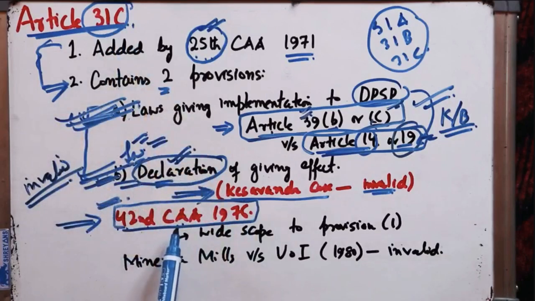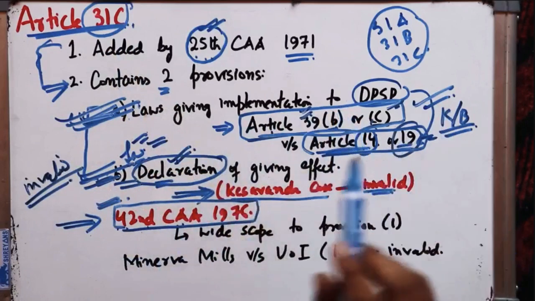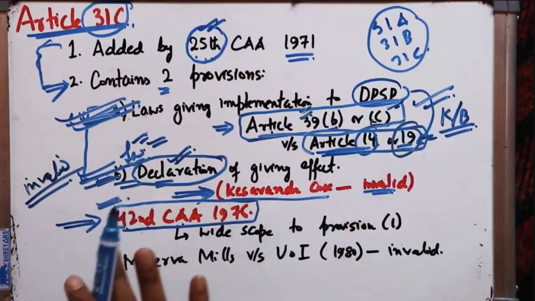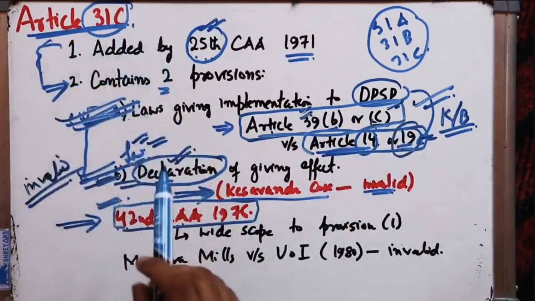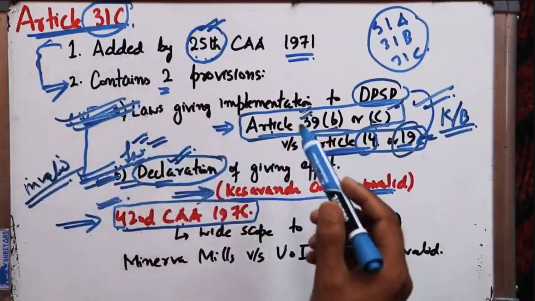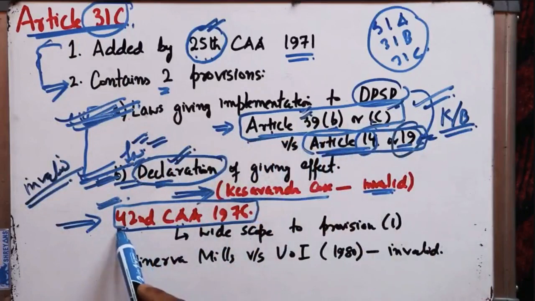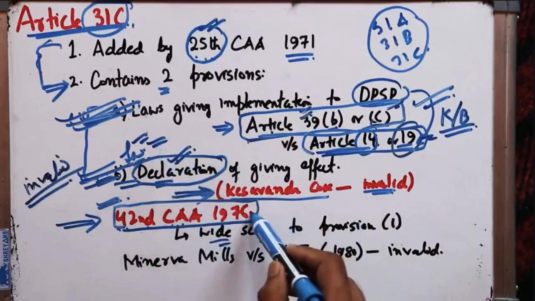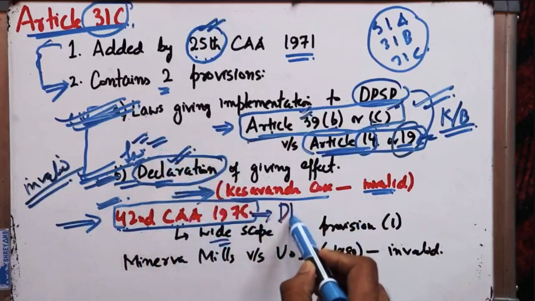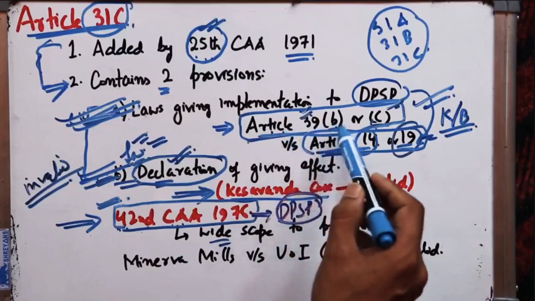So what did this say? It said that we cannot challenge any law that is giving effect to any of the directive principles of state policy, right? I told you that Article 31C first provision provided protection to the laws which give effect to the directive principles under Article 39 clause B and C. But the 42nd Amendment Act of 1976 widened the scope of the first provision. It said that all the laws which give effect to any directive principle of state policy, and not just the directive principles under Article 39 B and C.